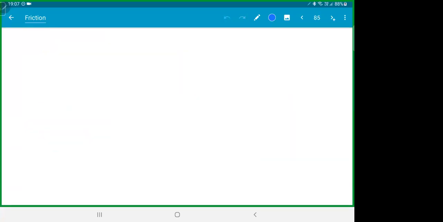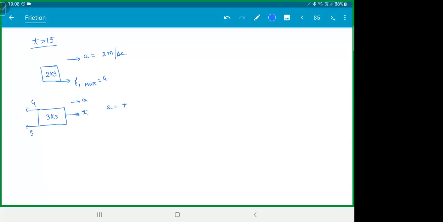So going from here, for t greater than 15, for the 2 kg block, friction has become maximum, which is 4. So this acceleration is 2 meter per second square. For the 3 kg block, this became 4, this became 5. This is t. This acceleration will be (t minus 9) by 3. For the 5 kg block, it is anyway constant. This acceleration is 1.